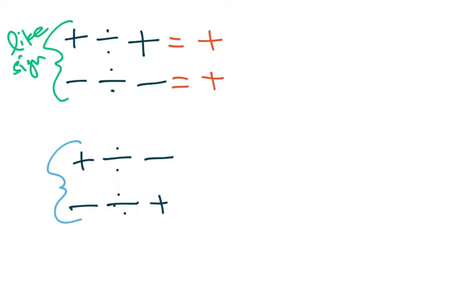This grouping we know is called unlike sign division. And so if I have a positive divided by a negative, clearly a negative, or a negative divided by a positive, clearly a negative. Some examples.